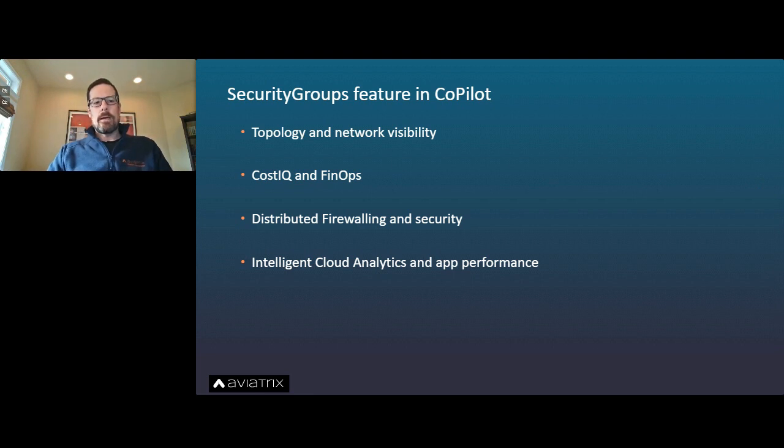So we're going to look at security groups as they mesh and interoperate across a couple of different facets in CoPilot through topology, network visibility. We're going to look at how we can use them in CostIQ and FinOps, in distributed firewalling and security, and then also a newer feature that we'll examine called Intelligent Cloud Analytics, which is basically a dynamic app performance dashboard.